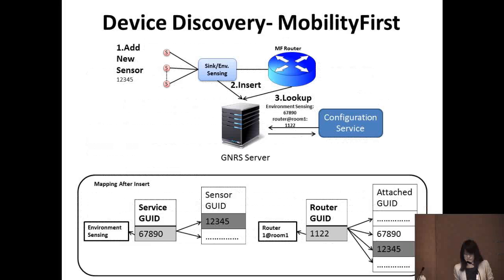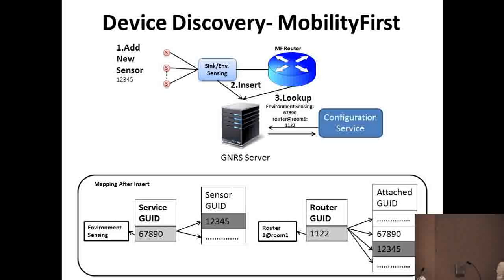As far as MobilityFirst is concerned, it's more, how do I say it, active, because MobilityFirst does not have this concept of interests. So as soon as you add a new sensor, this sensor will be assigned a GUID. In this case, we call it 12345. And then it will be inserted into the GNRS table. And actually, which GNRS table? It will be inserted into two separate GNRS tables at least.